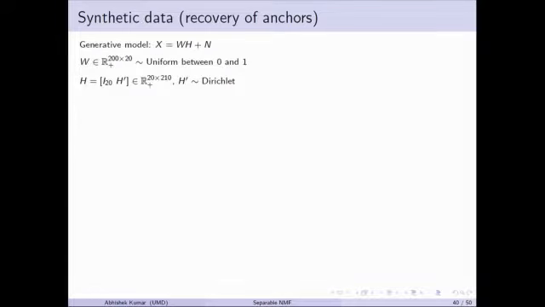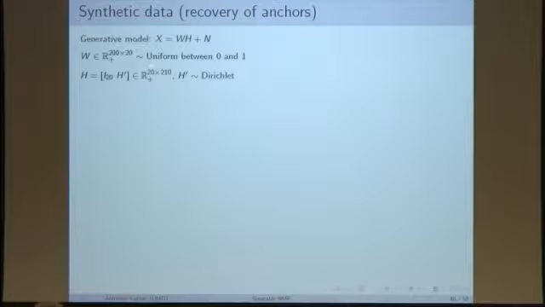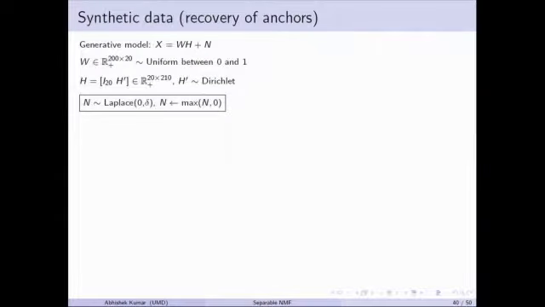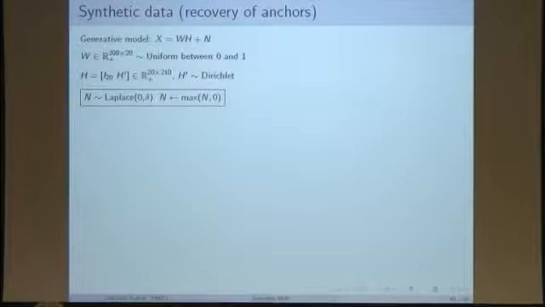So this is again to test the method on recovery of anchors. So the generative model is X equal to W times H plus noise, and W is again uniform between 0 and 1, H is separable, and the noise matrix is now Laplace. So it's sampled from a Laplace distribution with 0 mean and delta standard deviation. And once we have the noise, we make all the negative entries equal to 0. So there are approximately 50% entries in the noise that are 0.